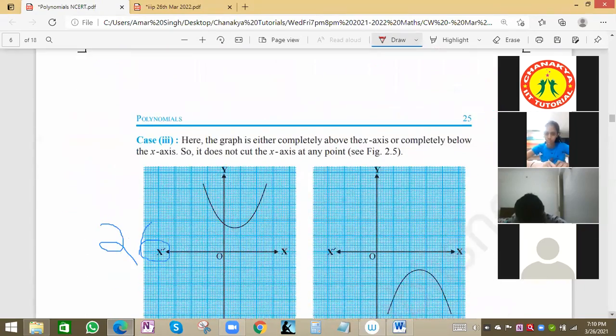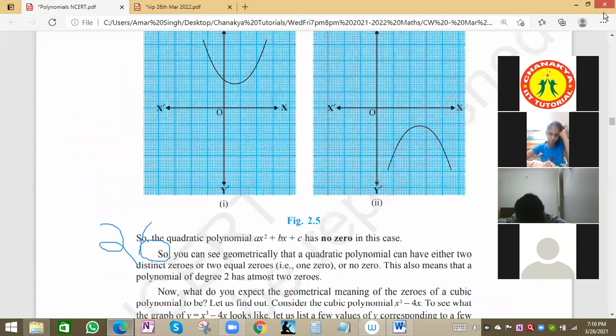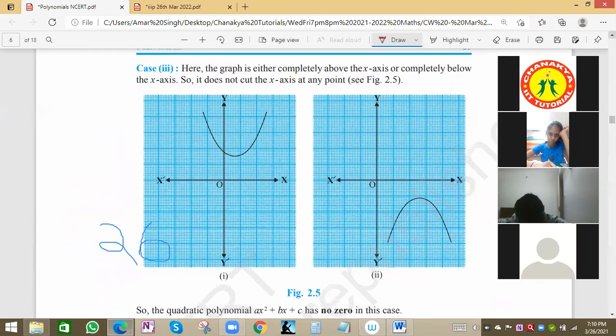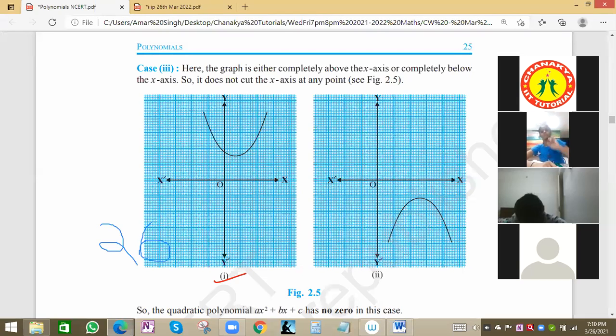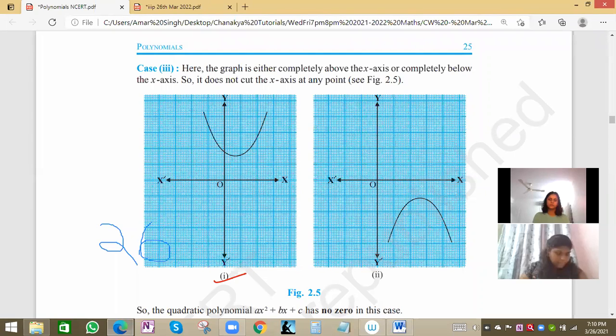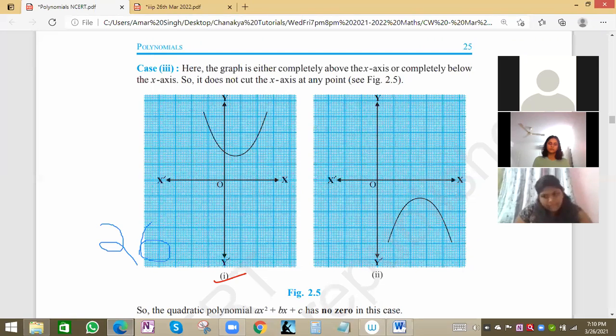Now I'll show this graph, and you can let me know the answer. How many zeros will be there for the first one, for this graph? How many zeros? 2. 2. No zero, sir.